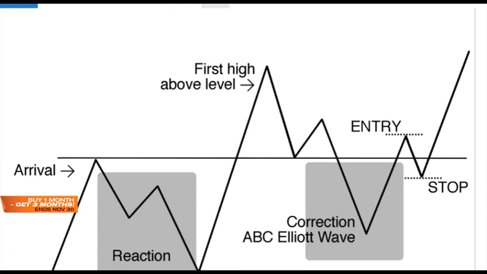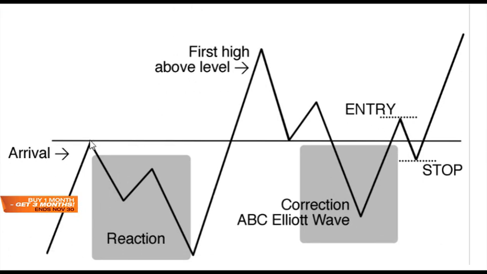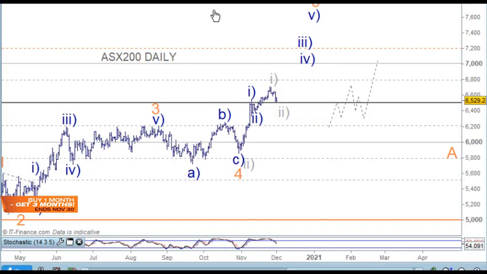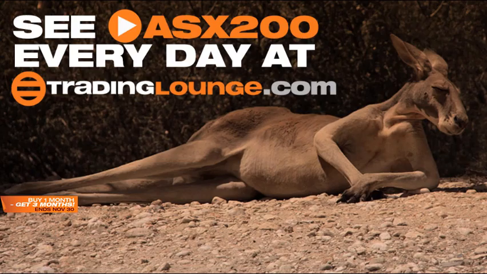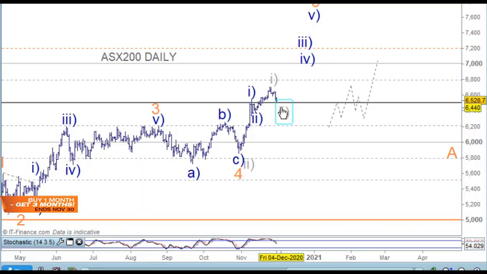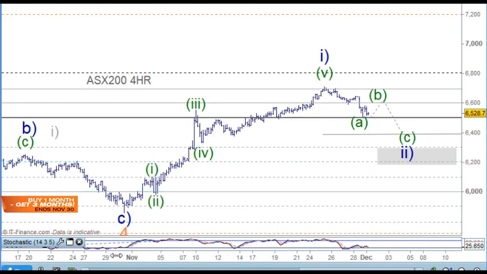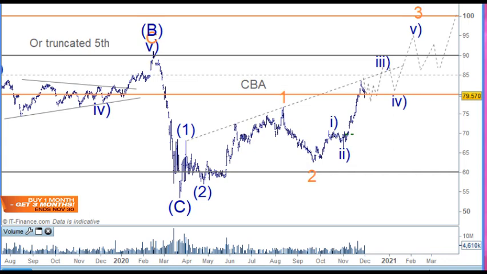So in my basic charting picture here, we have the arrival, the reaction, the first high above the level, and it looks like we're about here. So a bounce and then down again at this point, and then up from that point. So I think we could be in that position, and this is pulling back because of CBA. So I'll just move into the 4-hour chart here for a moment. It looks a little bit like that, but it will be CBA that's driving this particular pattern.